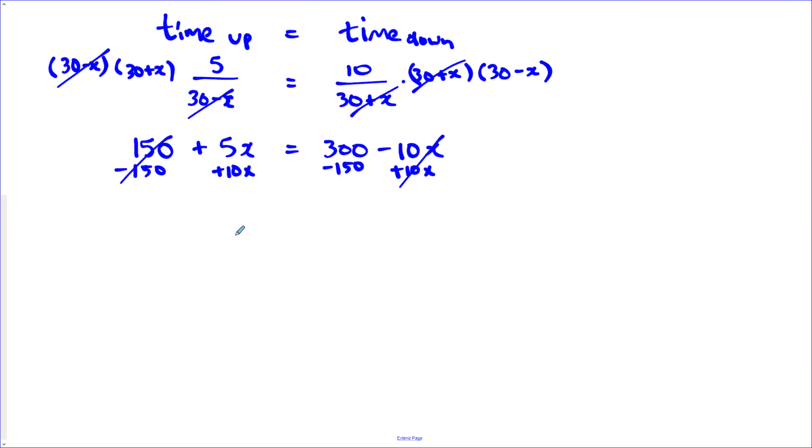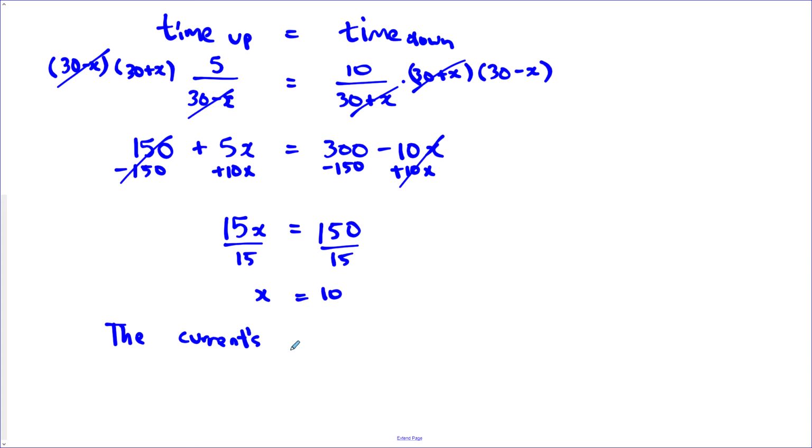That would make 15x on this side and 150 on this side. Divide both sides by 15, and we get that x is equal to 10. That means the current speed is 10 miles per hour.